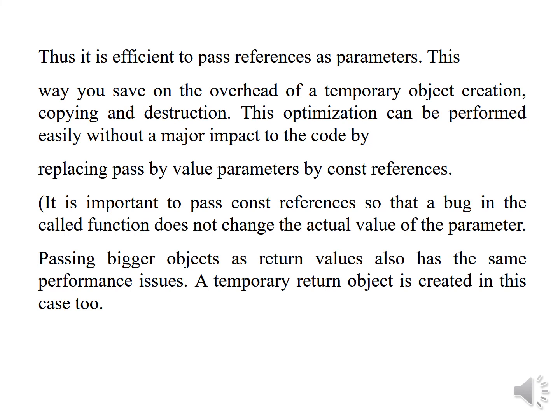This optimization can be performed easily without a major impact to the code by replacing pass-by-value parameters with constant references. Passing a bigger object as a return value also has the same performance issues. A temporary return object is created in this case too. So it is important to pass a constant reference so that a bug in the called function does not change the actual value of the parameter.